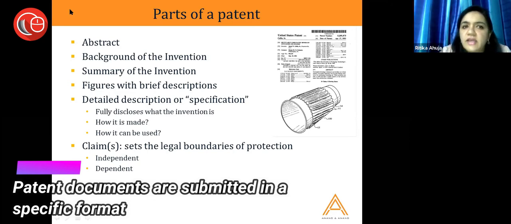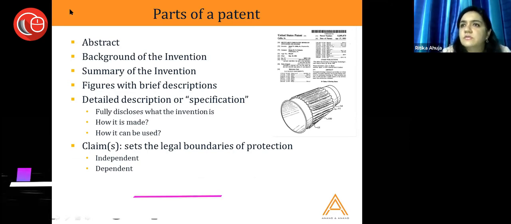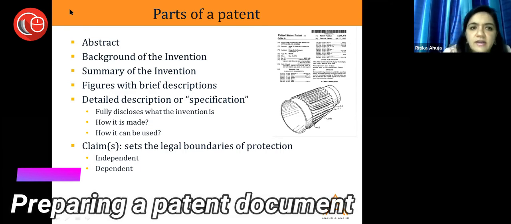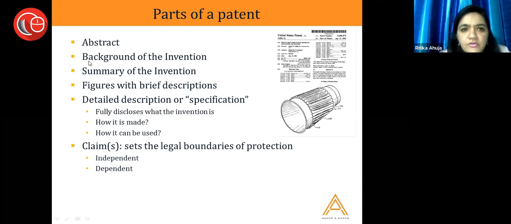Now, these are various headings under which a patent document is prepared. If you see these headings, the first is an abstract. We write an abstract in around 100 to 150 words, summarizing the invention in a paragraph. Then we talk about the background of the invention, that is, whatever you are aware of as available or existing art, and you are able to overcome the limitations of that prior art somewhere. So then we talk about it in the background section.